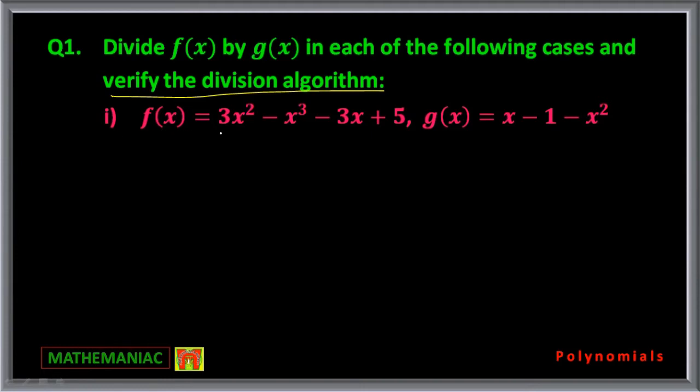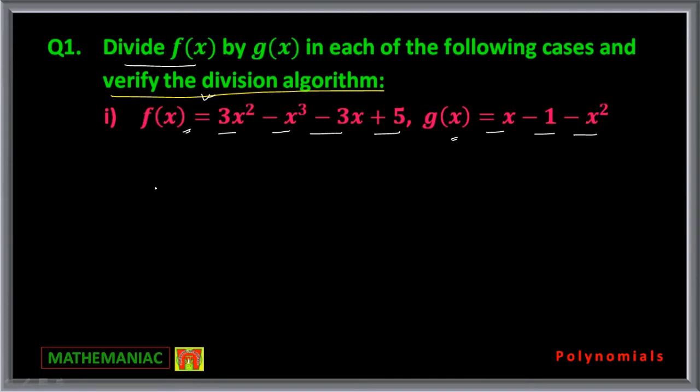f(x) is given as 3x squared minus x cubed minus 3x plus 5, and g(x) is given as x minus 1 minus x squared. What you have to do exactly is divide f(x), that means this polynomial has to be divided by this, then write the quotient and the remainder, and then verify the division algorithm. It's quite a long problem, but not difficult. But there are certain things which you must follow, right?